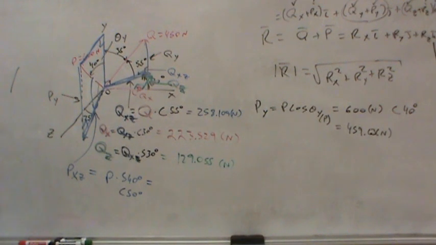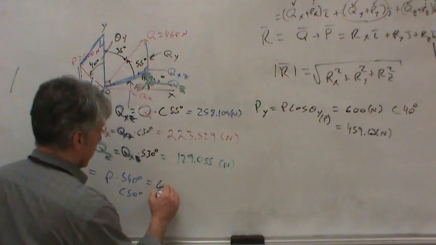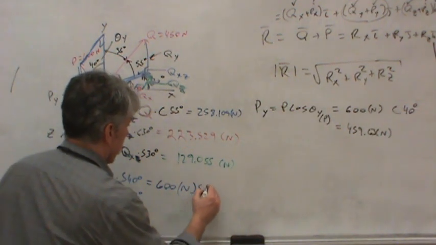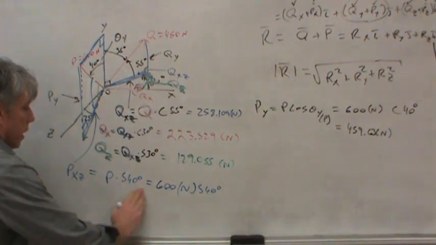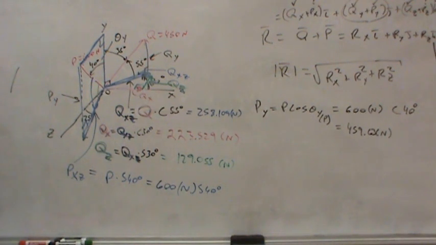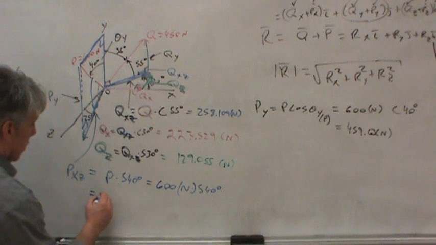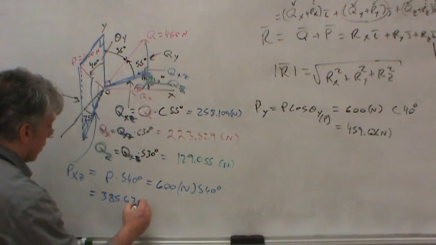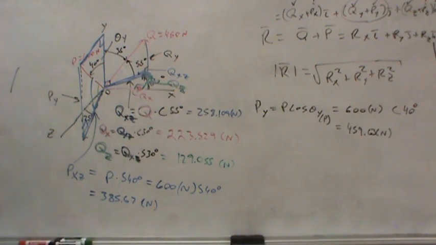Go ahead. Could we also use the Pythagorean theorem to solve it? Sure, you're saying we've got P, we've got PY, it's a right triangle, use Pythagorean theorem, get PX. That would work also, yes. Good question. Anything else? Okay. So, 600 newtons times the sine of 40 degrees gives us how much projection in the XZ plane? 385.67. Those are newtons, thank you.